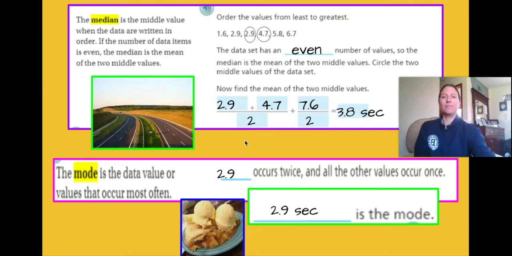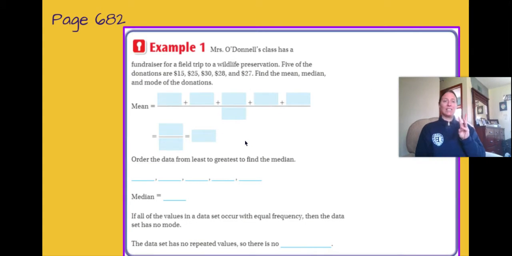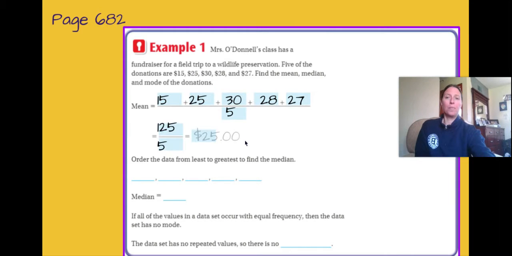Page 682. Mrs. O'Donnell's class has a fundraiser for a field trip to a wildlife preservation. 5 of the donations are $15, $25, $30, $28, and $27. Find the mean, median, and mode of the donations. So the mean is to add up all of the numbers and divide it by the numbers in the group. And your answer, after you do all that, is 25.